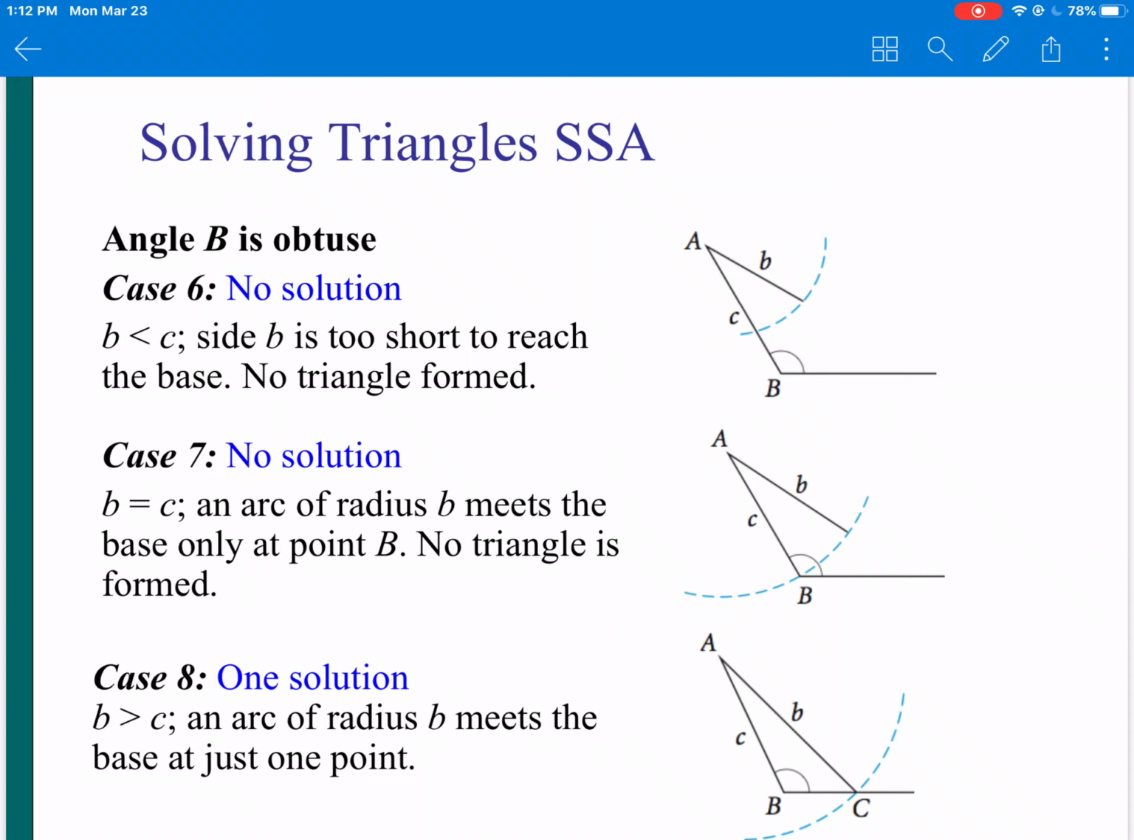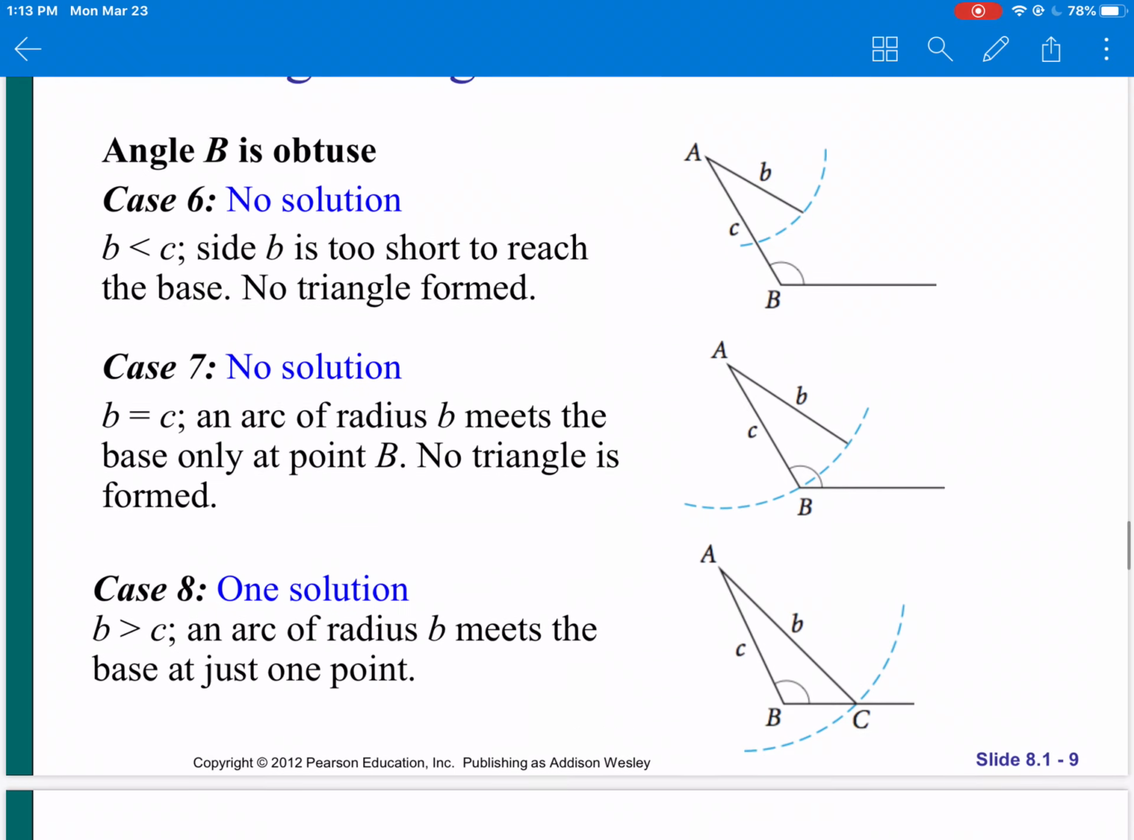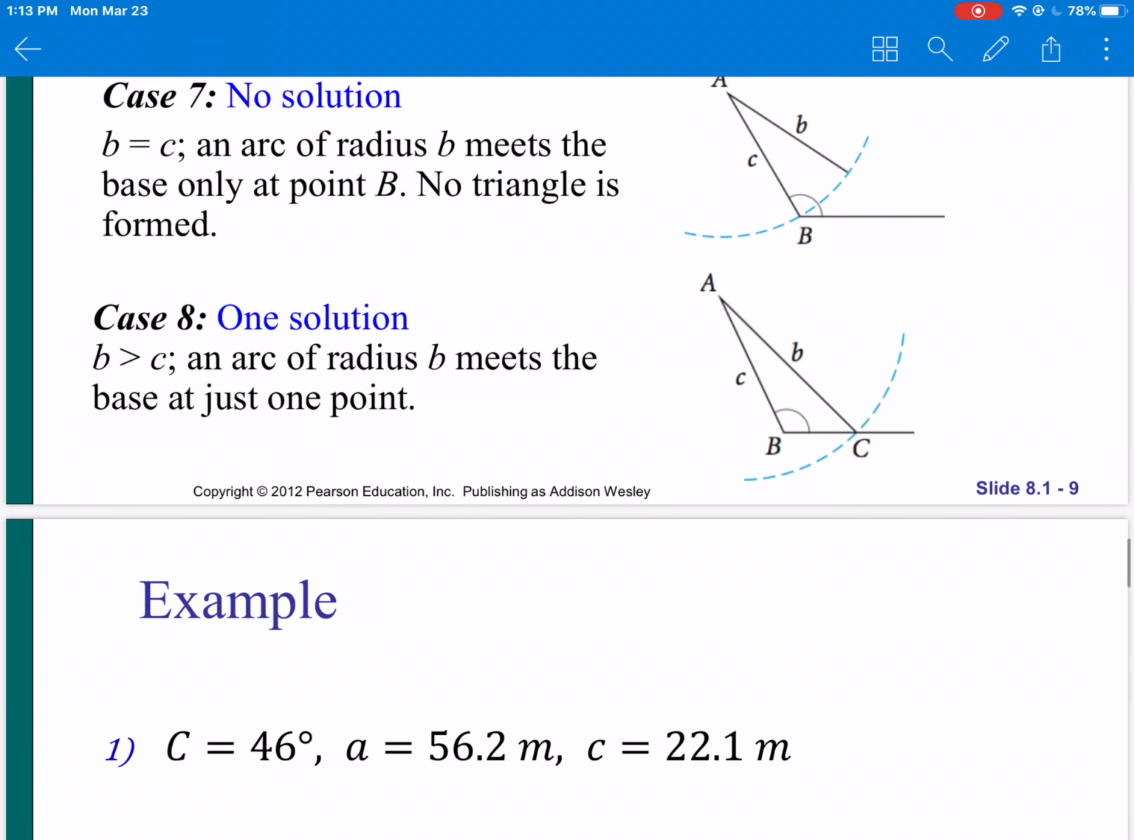If the angle that we know is an obtuse angle, that actually makes things a little bit easier, because in a case where the triangle has an obtuse angle, there are only two possibilities. You can either form one triangle or no triangle. There's no way you could form two triangles if I have an obtuse angle. I have an example with that, so we'll talk about it then. It's similar to what we saw before: either side B, opposite angle B, is not long enough to form a triangle, or it is. It just depends.